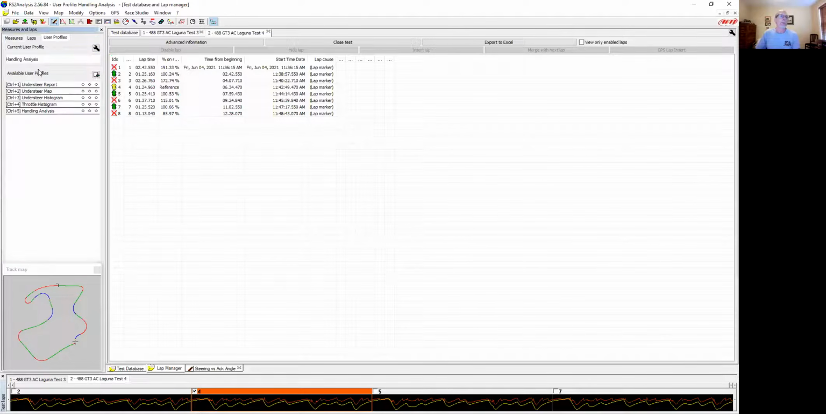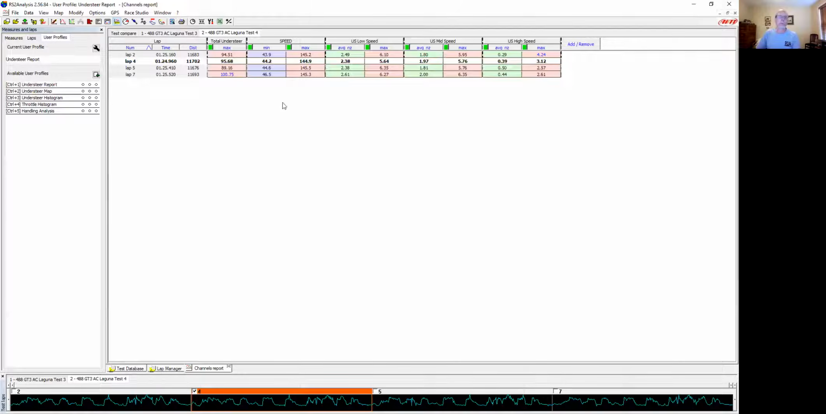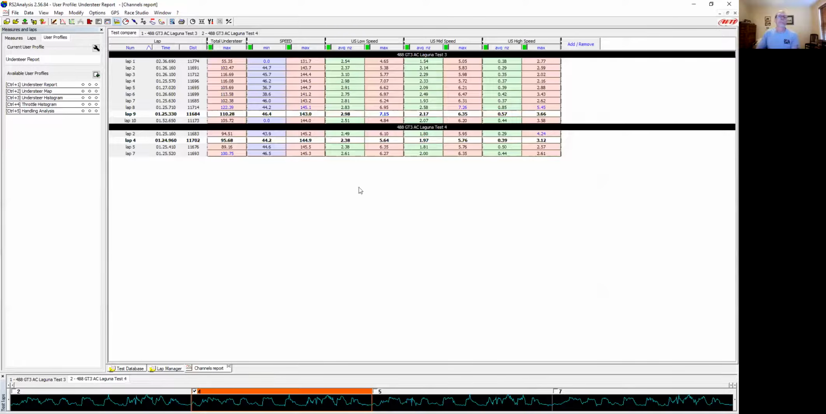So I'm going to go back to my understeer report. All right, so now looking at the total, I've got under 25 on my lap time. So that's another 4/10 or so off. So that's good. My total understeer came down. That's good. I didn't go as fast for a minimum speed, but I'm kind of back to where I was. So that's not too bad. I picked up 2 miles an hour at least.